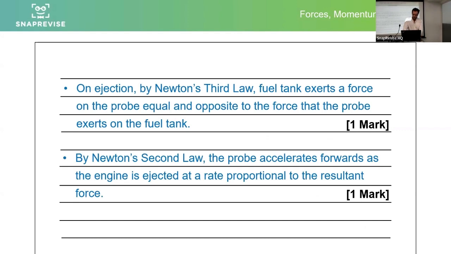But that doesn't mean the other of Newton's three laws stops applying. By Newton's second law, the probe therefore accelerates forward as the engine is ejected at a rate proportional to the resultant force. Got two bodies. That's the sort of before picture. And then afterwards, the rocket carries on and my fuel tank is sadly shed into the ether, into space. Fab.